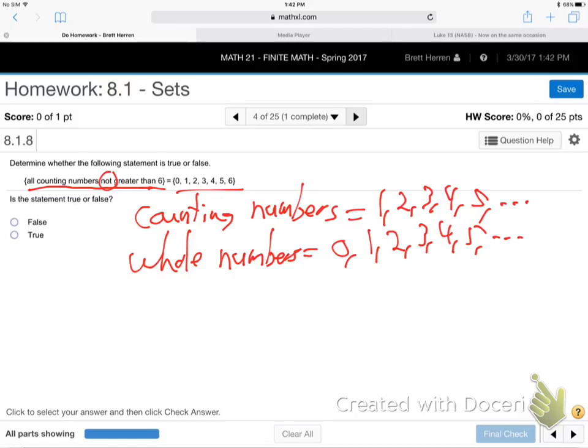So let's go back to their kind of dumb question. All the counting numbers not greater than 6. Is that them? Well, it's not supposed to have 0, is it? So it's technically false because it's not supposed to have the 0. Otherwise, it would be right. Let's make sure, because I'm kind of not sure I'm right.